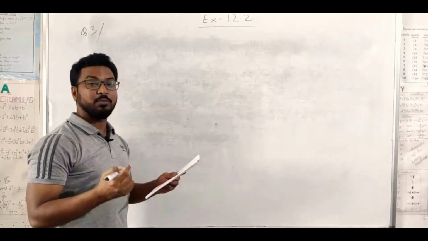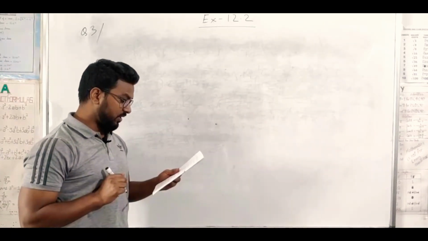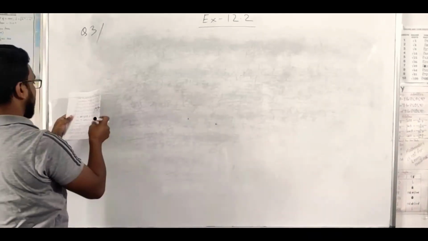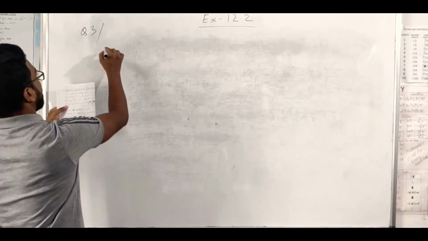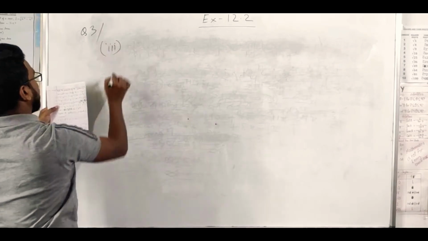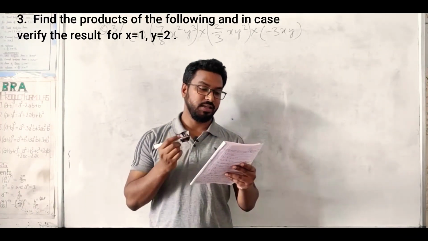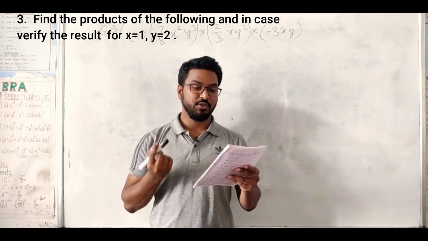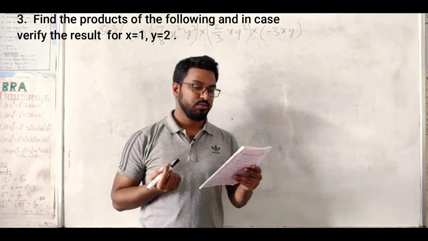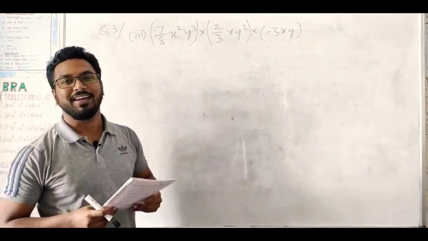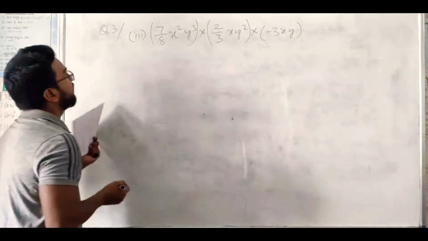Let me do one sub question for every question, otherwise the video will be very lengthy. Okay, for question number 3, let me do Roman number 3. So our next question is given, find the product of the following, and in each case verify for x equals 1 and y equals 2. So after multiplying all this, you have to verify left hand side equals right hand side. Okay, so we'll do it.